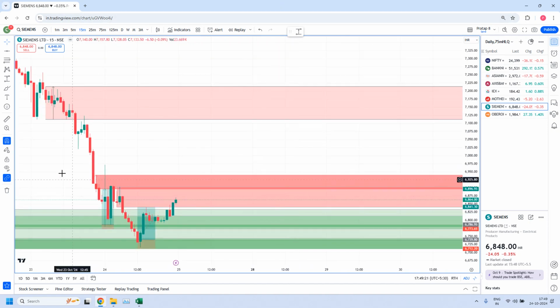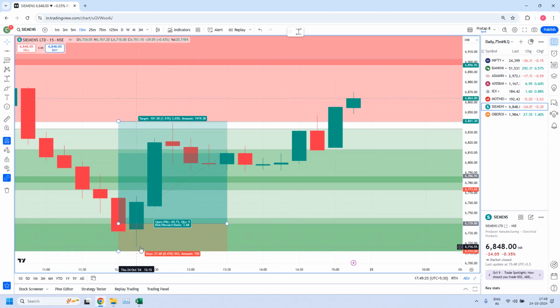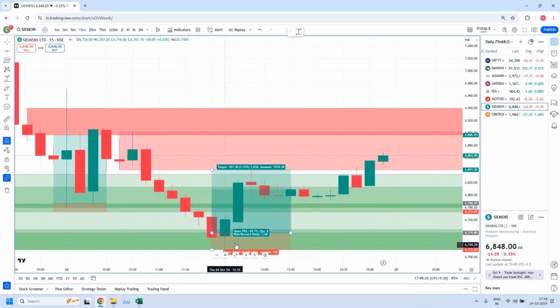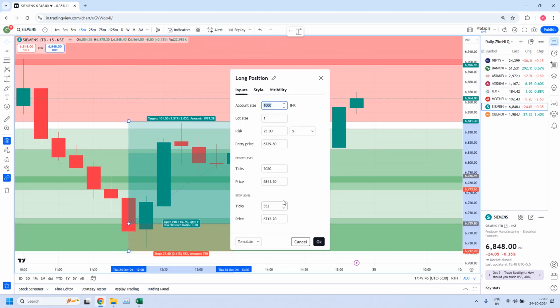But today what happened? Prices went a little deep inside. It didn't cross the distal, but went deep inside. If it went deep inside, maybe next time the chances of taking a trade in this area are reduced, because a lot of order flow has been consumed within this area. But we took our trade here. See, our trade is here only.